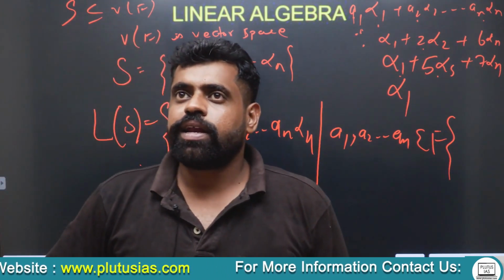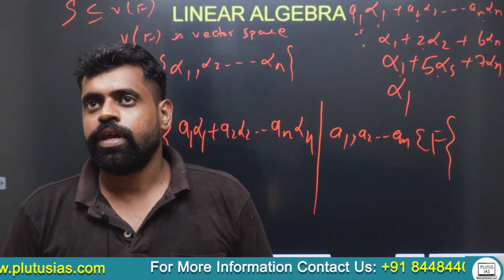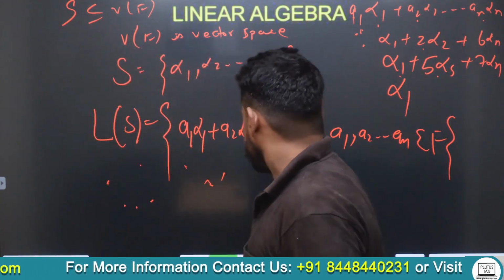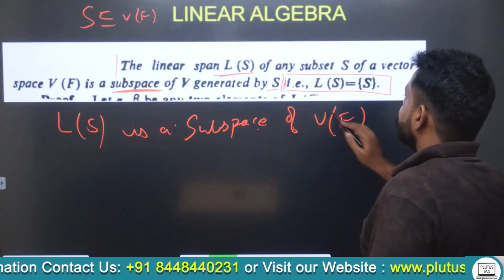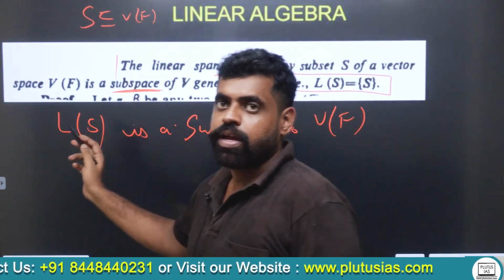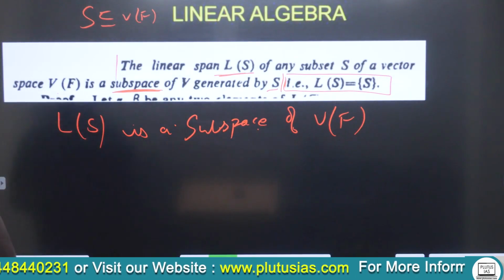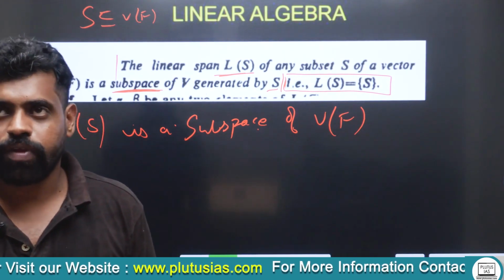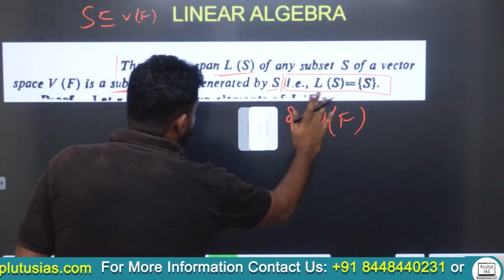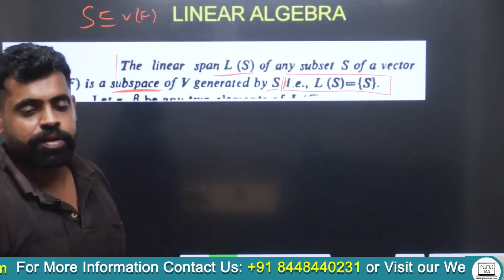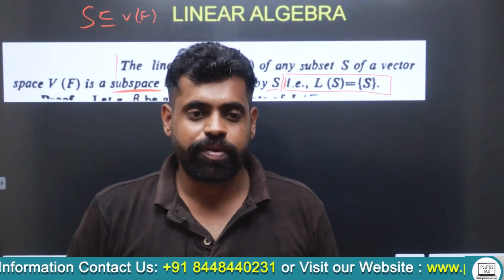Yes, okay, Rajesh, is it clear? Yes, sir. Now the question for you all is that you have to prove that LS is a vector space generated by V. LS is a subspace of V(F). So I've given you enough time. Now I'll solve it. Anyone able to solve this? Prove that it is a subspace.